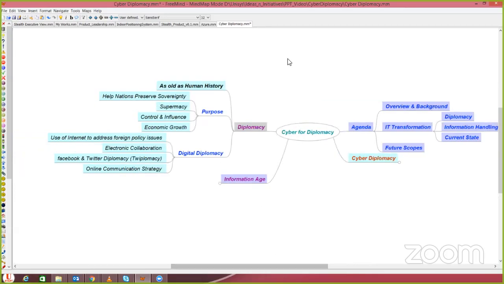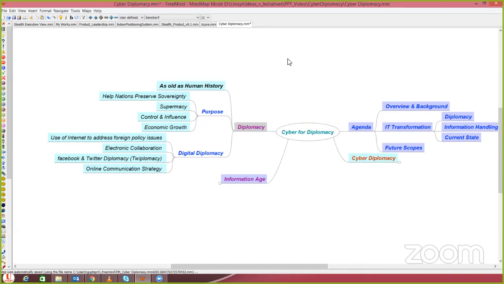So yeah, we'll just start with a brief about what is diplomacy in our understanding. So it's as old as human history. It's basically a method of preserving sovereignty, supremacy of any nation or agency, control and influence over the subjects, and that subject can be anything, and ensure economic growth, right? Now, if we go through any of those chapters or any of the subjects related to diplomacy, it is indeed quite deep. I've just scratched the surface here with those concepts, right?